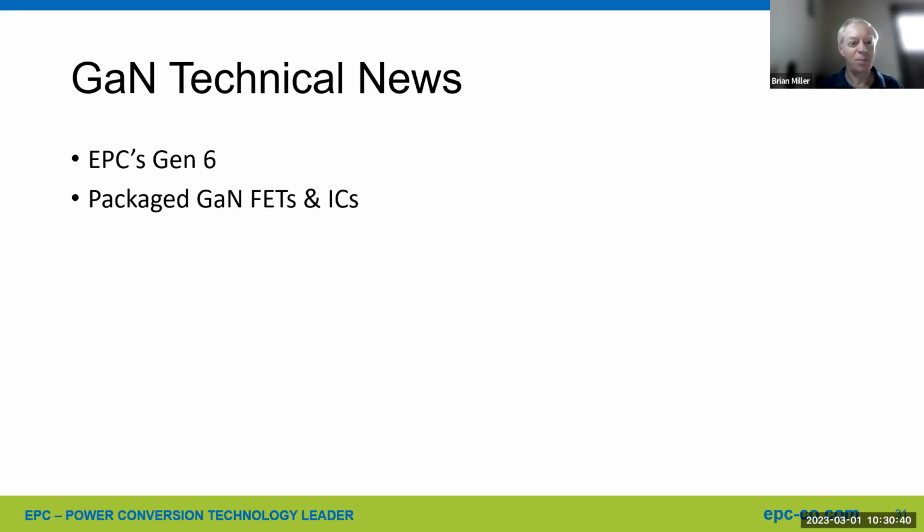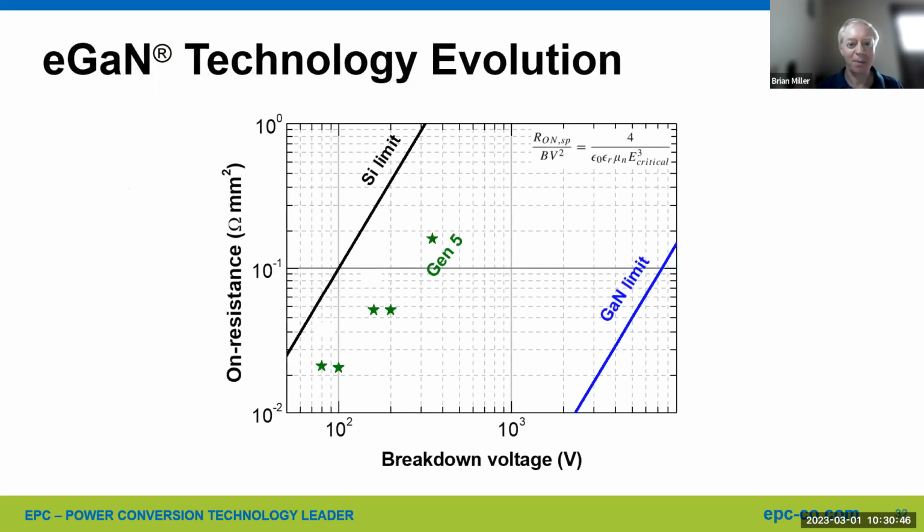Now, here's just two pieces of GaN technical news to go into a little bit of detail on some topics many people like. Again, technology evolution. Here's a look at FETs, on resistance on the left and breakdown voltage at the bottom. An ideal FET would be at the lower right-hand corner here. Silicon MOSFETs have come down from a starting point somewhere over here, and they're almost on top of the theoretical performance limit line.